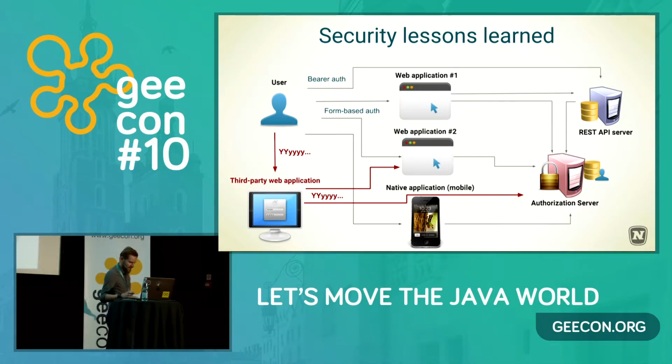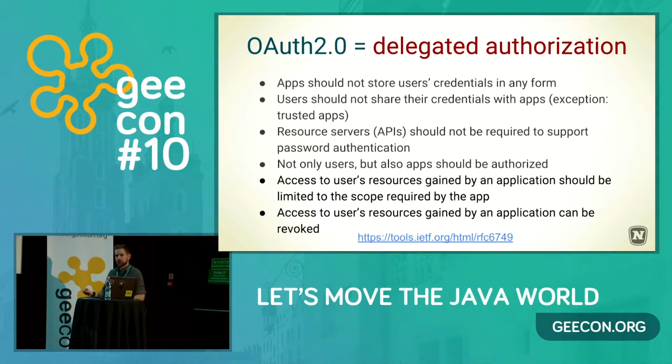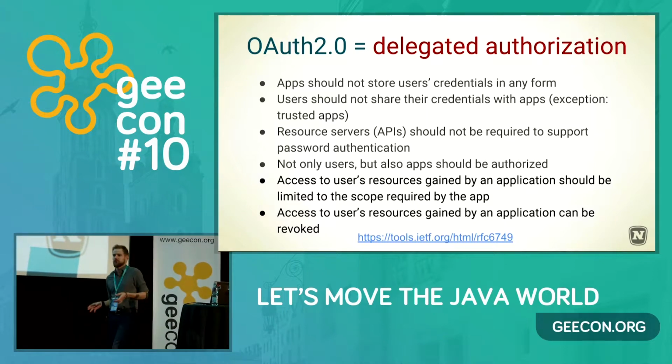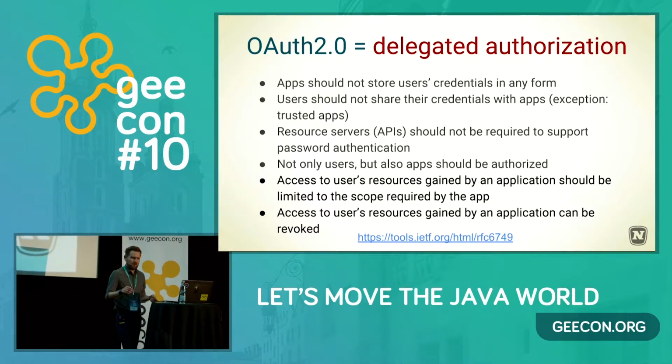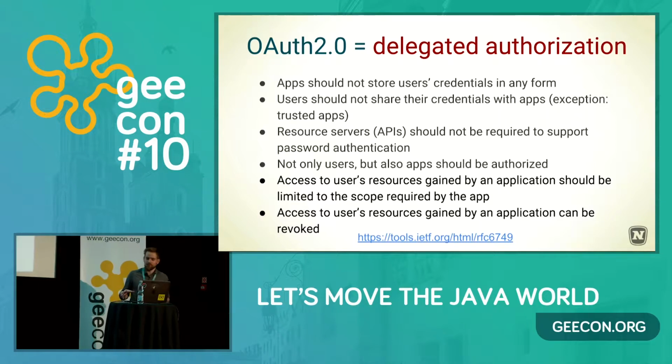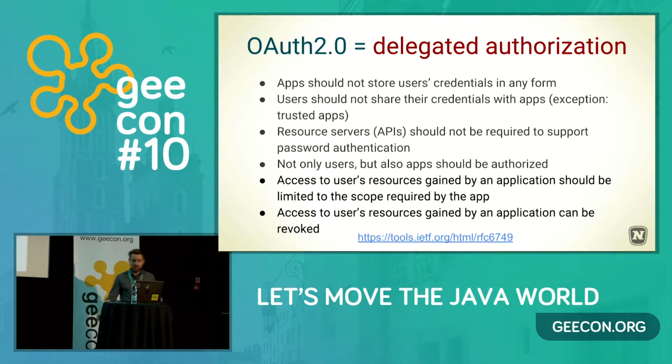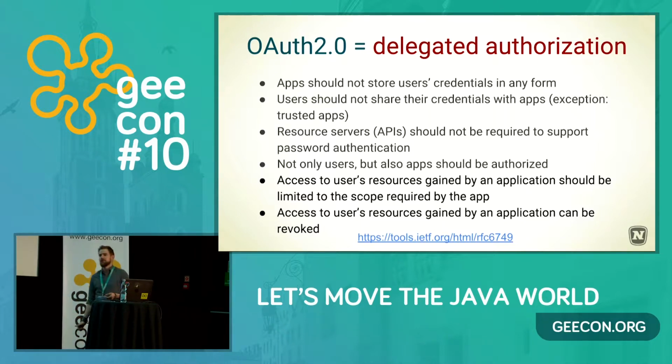Okay, that's a fair assumption, but what we just did right here, we just basically invented the OAuth 2 protocol, right? And the key principles of OAuth go pretty much like this. Apps should not store users' credentials in any form. This is what we did in the very first stage, right? Users should not share their credentials with apps, with an exception of trusted apps. This is what we did on a day-to-day basis, right? So we should avoid it.